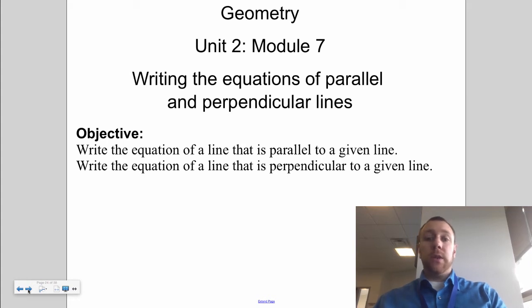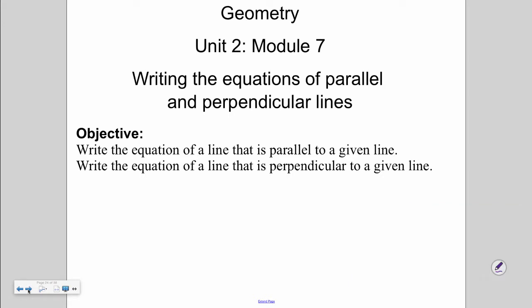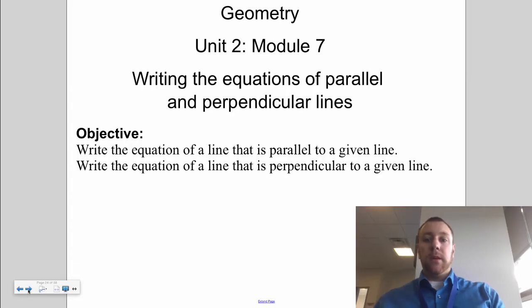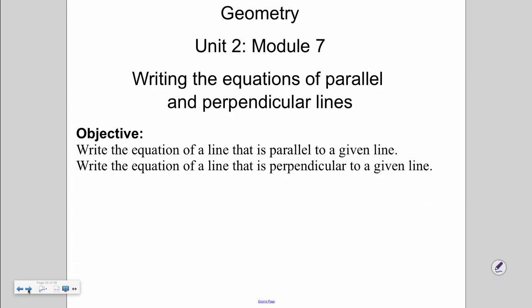Hey guys, so this is Unit 2, Module 7. This is all about the graphic organizer to help you write the equation of lines. So by the end of this, you'll be able to write an equation that is parallel and perpendicular.